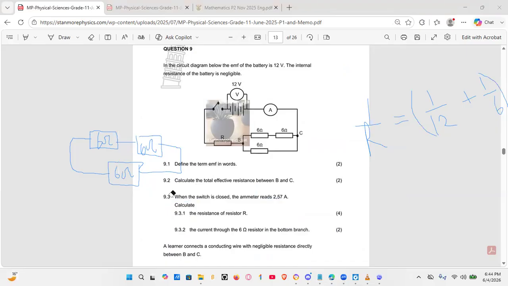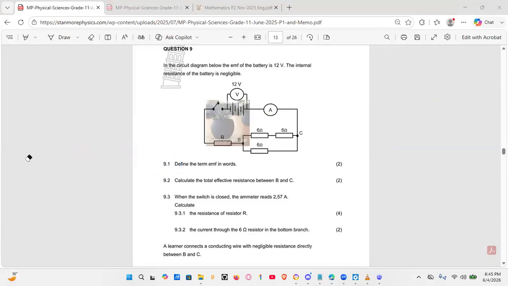The answer is 4 ohms. Okay, let me check. 1 over 12 plus 1 over 6. So remember those assumptions we made at the beginning, they will definitely come back. Okay, it's definitely 4. Then, so that means, so now do you see what I meant by simplifying your circuit? Always try and simplify life for yourself.